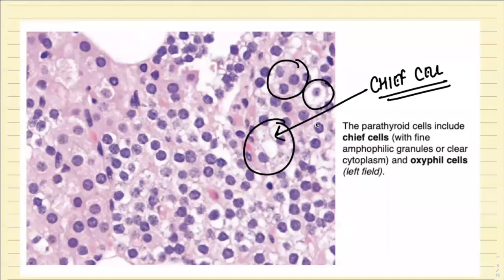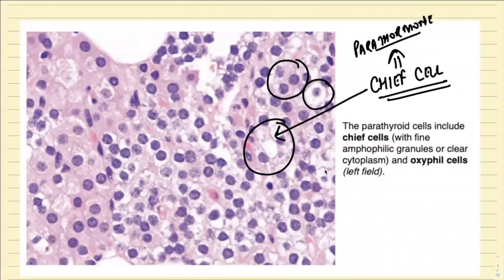Is this very clear? These are your chief cells, which are the predominant cells of the parathyroid. And this is the basic cell. It is the chief cell which is basically responsible for secretion of the hormone. Okay. Parathormone secretion. Parathormone secretion is from the chief cells only.